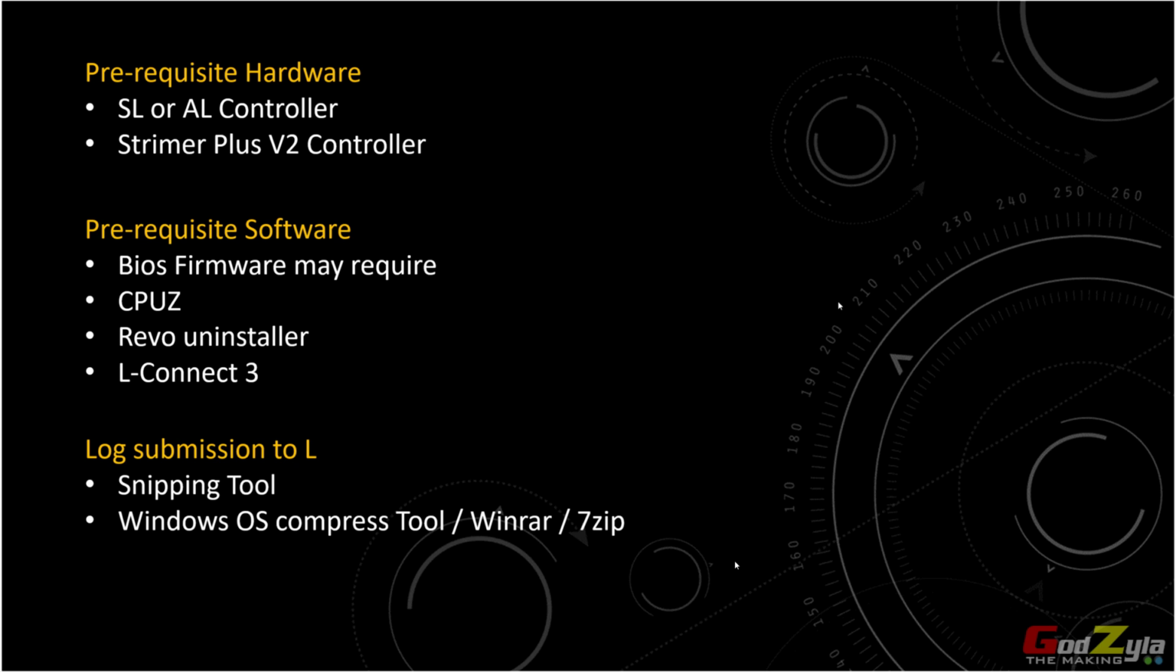Then next will be the firmware itself. As you know, I've connected all the controllers into my motherboard USB header, which is the AL, the SL, and the Strimer Plus V2 controller. So when I did the update on the L-Connet interface itself, I just clicked on update firmware simultaneously.